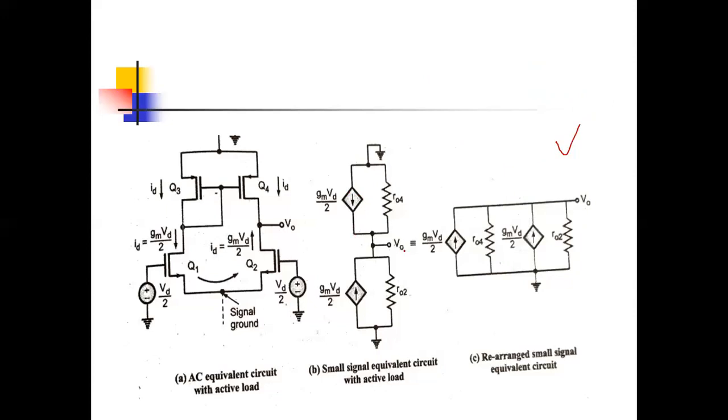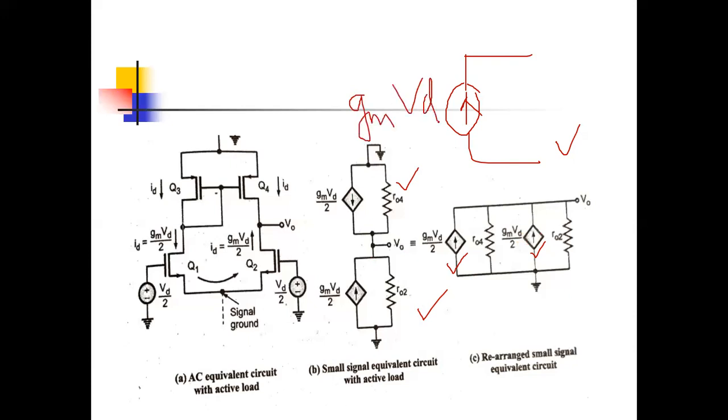This current is coming down to the output voltage. This is also coming to the output voltage. The direction of both currents is the same, towards the output voltage. Now ro4 and ro2 will both be in parallel, so we'll draw the circuit combined. There will be only one current source, with the value doubled, because both currents are adding. So gm by 2 plus gm by 2 will be gm into vd simply. And the resistance will be ro2 parallel ro4. So this is your small signal equivalent circuit.